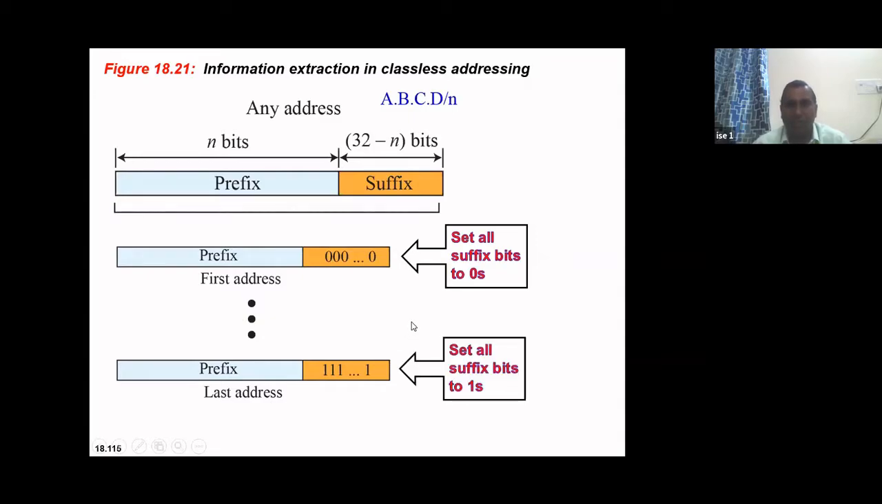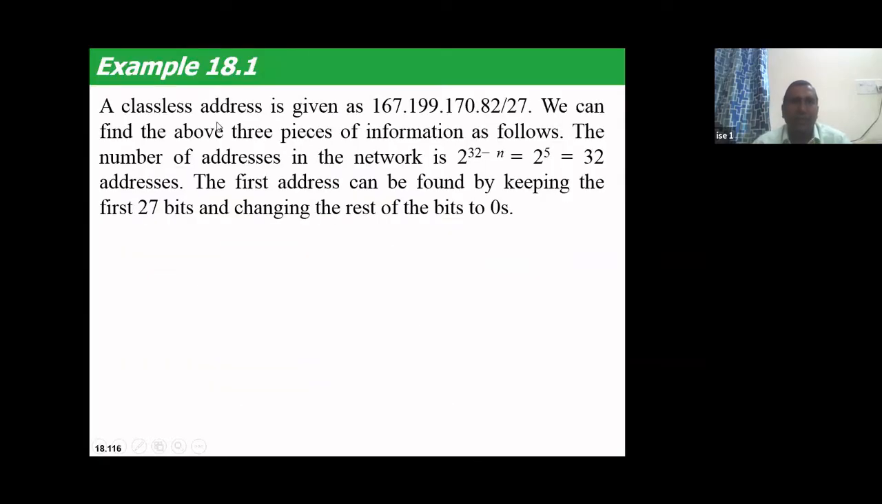We'll see an example. A classless address is given as 167.199.170.82/27. From this, can we find the starting address of the network and the ending address of the network? Can we do that?